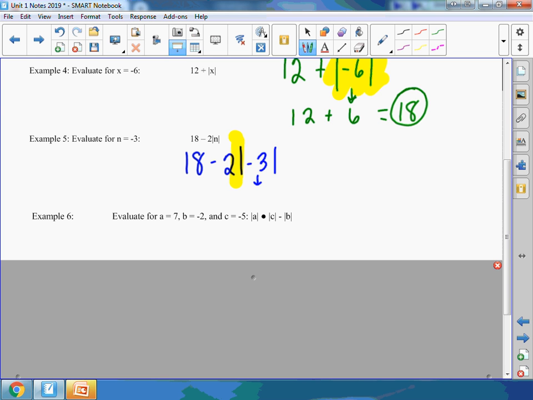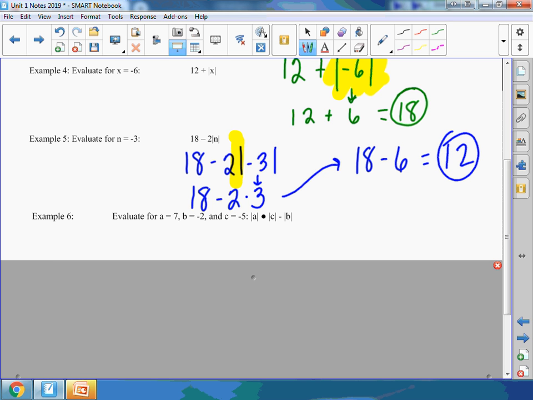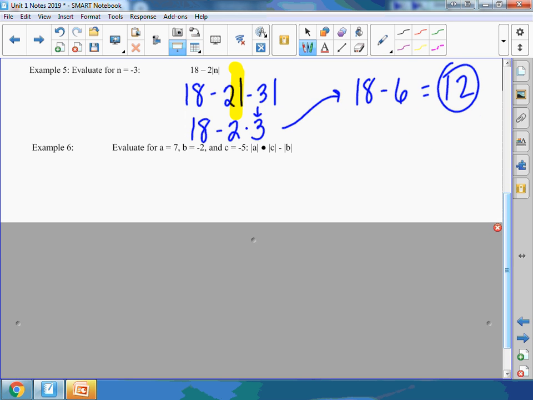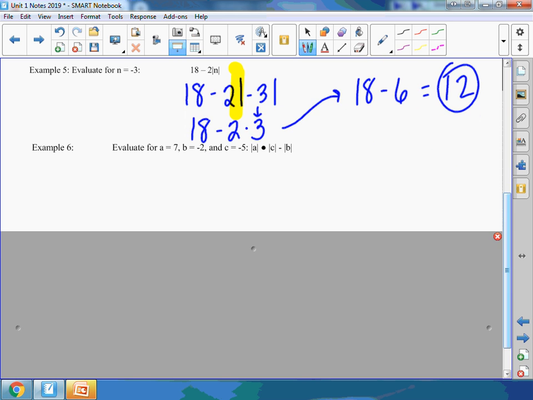Absolute value of negative 3 is 3. So I have 18 minus 2, and you said this means multiplication. 6. 12. Very good. And there's your value. Good. Now let's jump down to number 7. Somebody want to take 7 for us? Go ahead, Nolan.